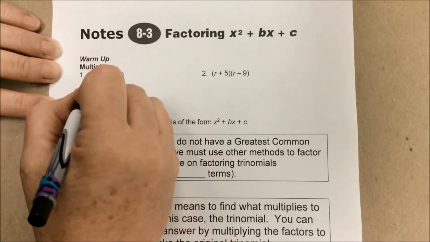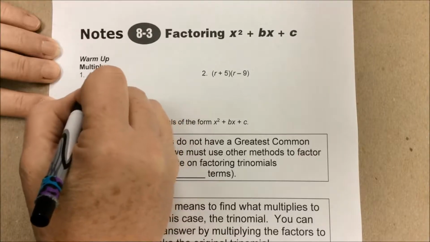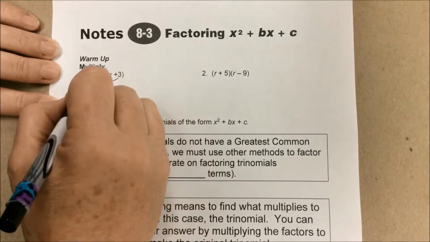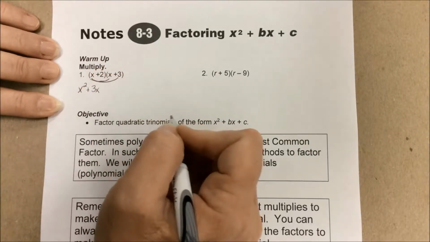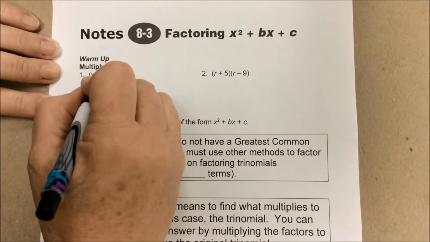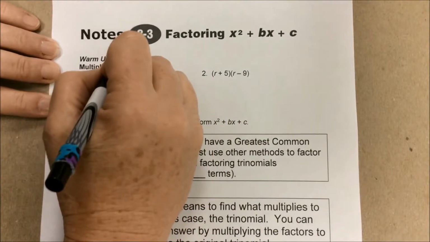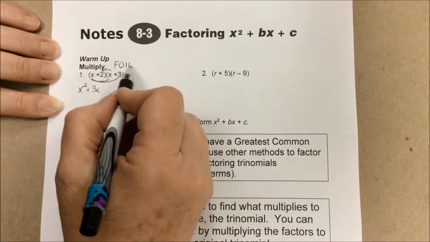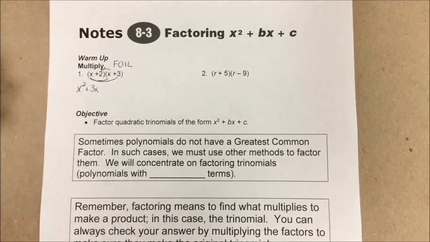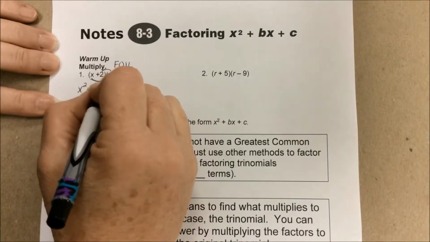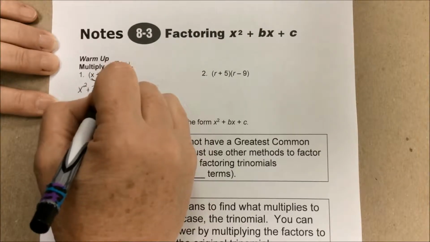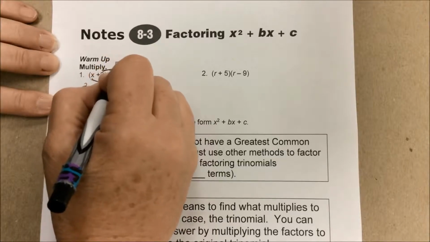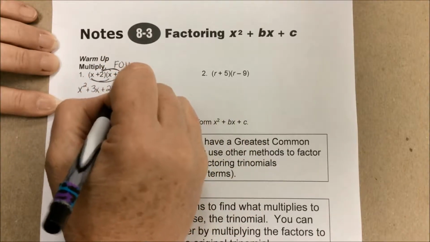O stands for the outsides. I'm going to multiply the things on the outsides next. And again, this is just the distributive property. X times 3 is 3x, so it would be plus 3x. Then the I stands for the insides, and here's your acronym FOIL right there: first, outsides, insides, last. Now if I multiply the insides, 2 times x is 2x, so I have plus 2x. The L stands for lasts, so I'm going to multiply the last numbers. 2 times 3 is 6.